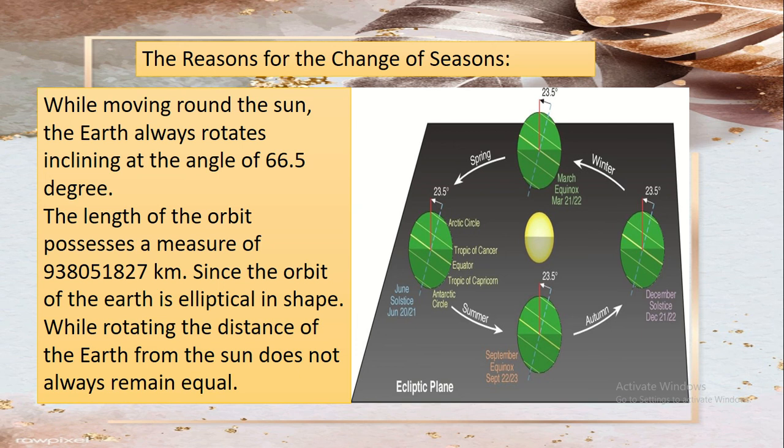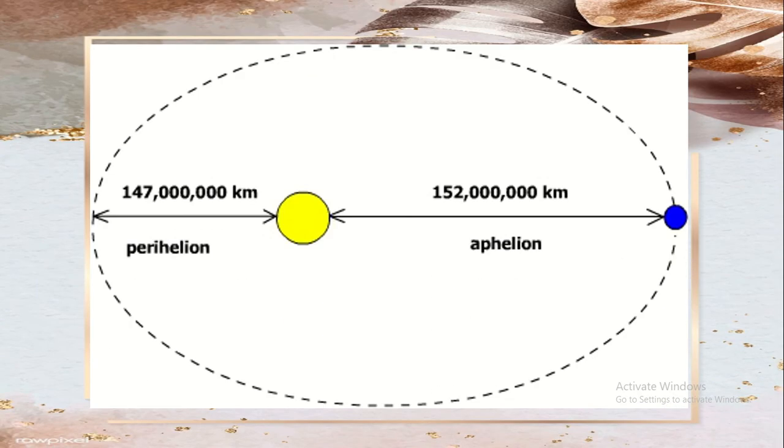While moving around the sun, the earth always rotates inclining at an angle of 66.5 degrees due to annual motion, and the length of the orbit measures 93 crore 80 lakh 51,827 kilometers. Since the orbit of the earth is elliptical in shape, while rotating, the distance of the earth from the sun does not always remain equal. So what happened? Follow.